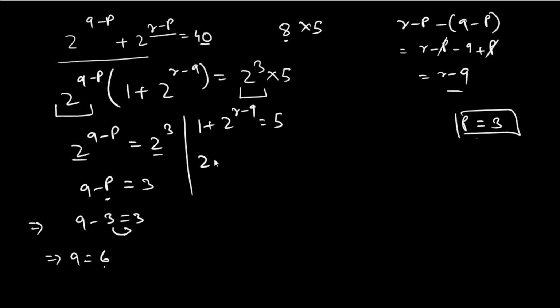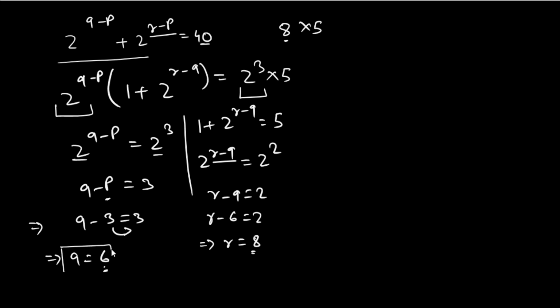So the value of 2 powered by r minus q will be 5 minus 1, which is 4, and 4 is 2 squared. So the value of r minus q will be 2. We have calculated q is equal to 6. So now r minus 6 is equal to 2, so the value of r will be 8. Now for the solution we will erase this. So we have q is equal to 6, r is equal to 8 and p is equal to 3.